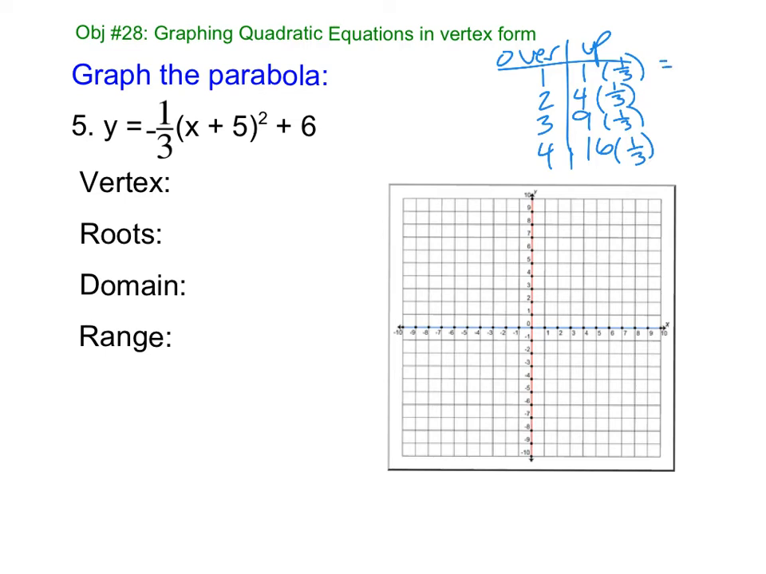All right, so 1 times 1/3 is 1/3. 4 times 1/3 is 4/3, which is 1 1/3. 9 times 1/3 is 3. And this is 16/3, which is 5 1/3. So I do the mixed numbers just to make it easier to graph. All right, so my vertex is -5, 6, and there was a negative, so we're going to go down.